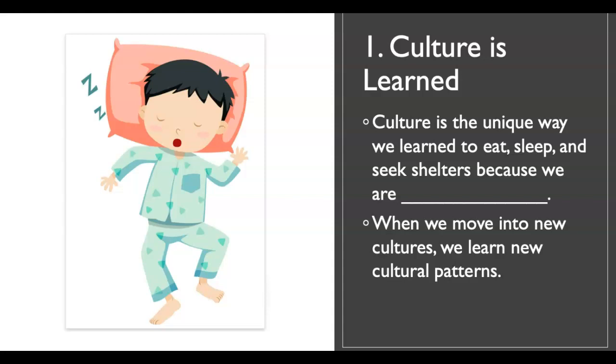And the shape of our house is going to be different from one culture to another. It depends on where you live. That geographic location matters in how we build our shelters or our homes. And so this is one way that we know about culture: that culture is learned and we pass it on from one generation to the next. So when we move into new cultures, we learn new cultural patterns. Things that seem normal to us suddenly become so foreign. We have to adjust and we need to learn about these new cultural patterns.